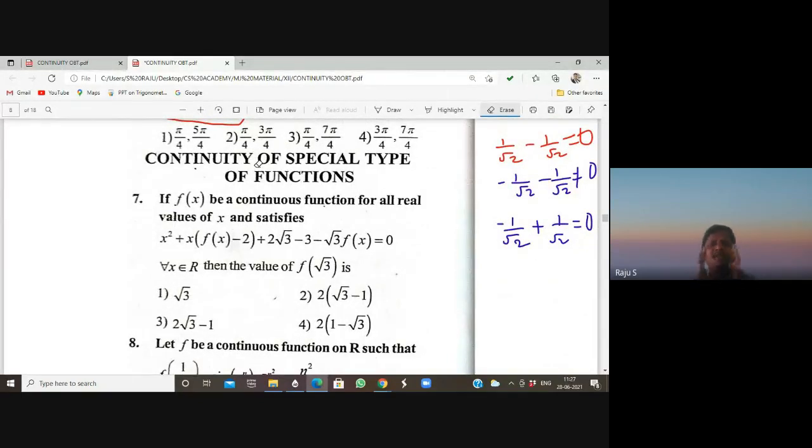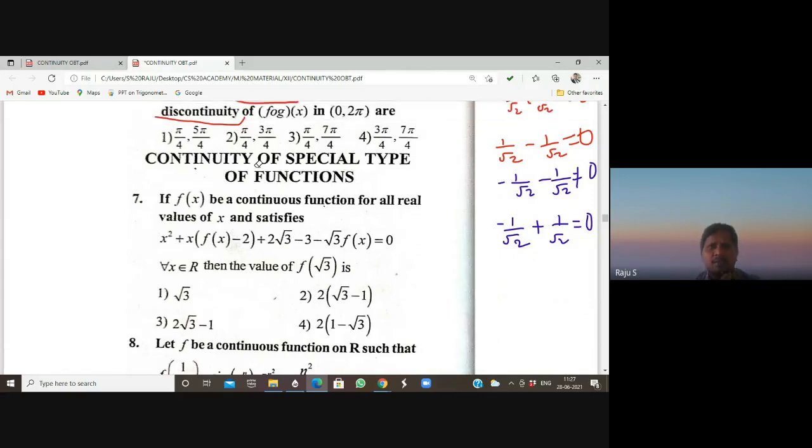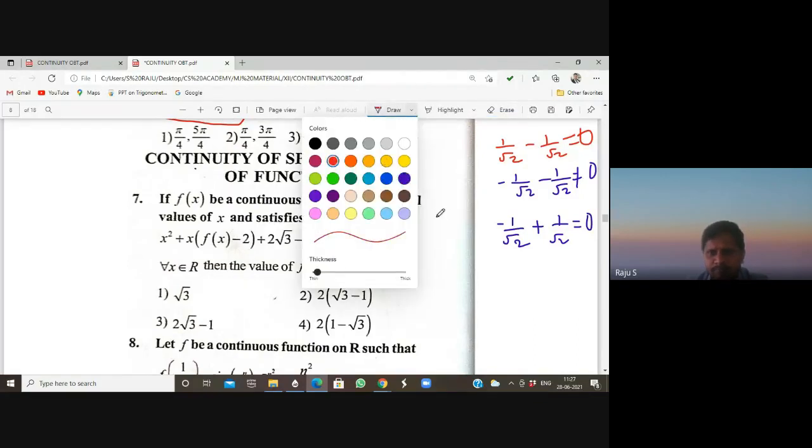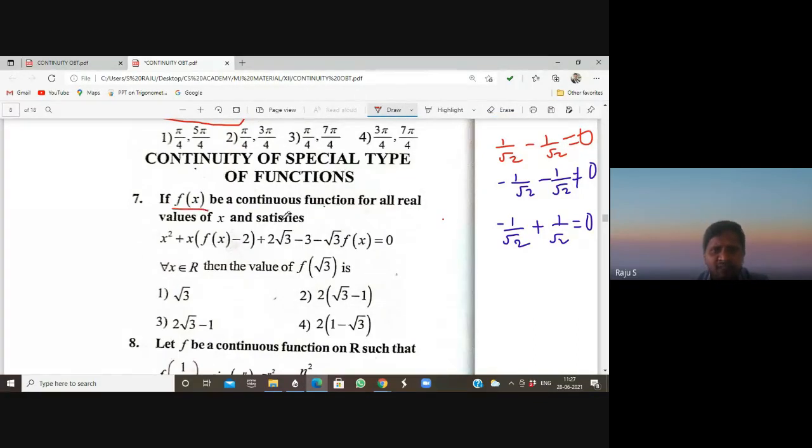Continuity of some special types of function. Special type of functions. In this question, what to do? F of x is a continuous function, for real values of x which satisfy the given equation. What is f of x then? They are asking f of root 3.